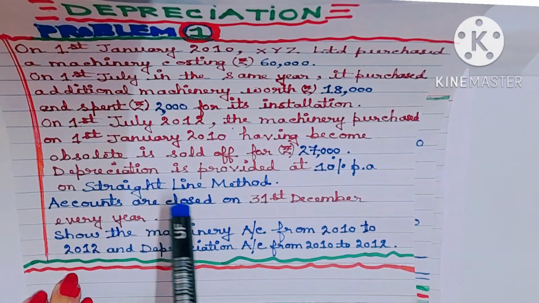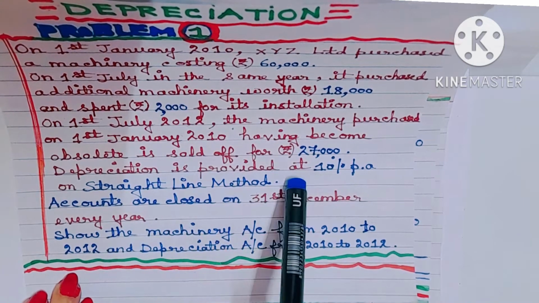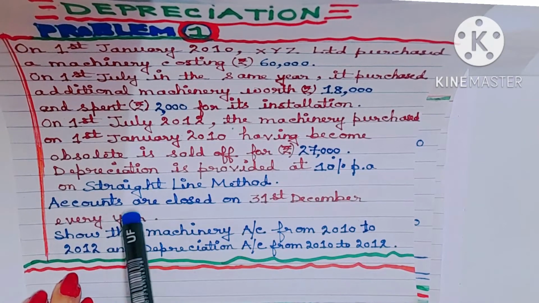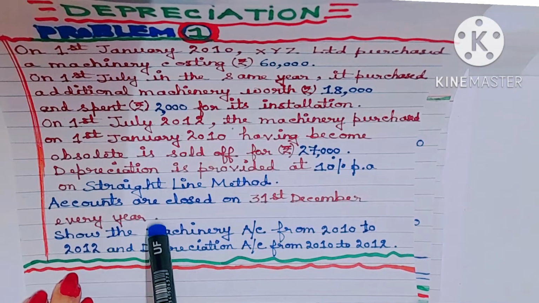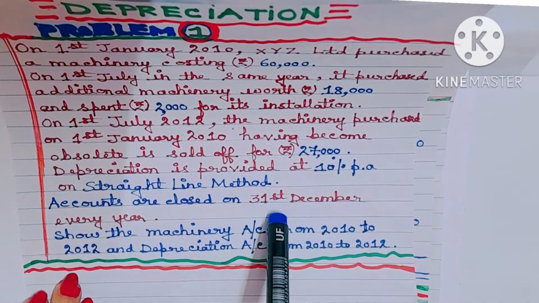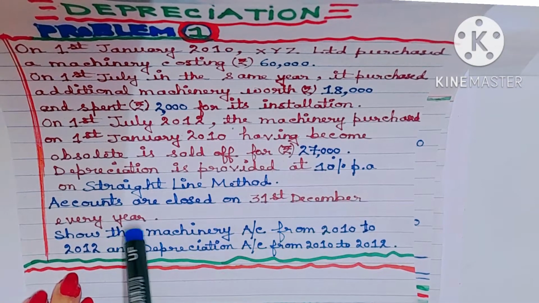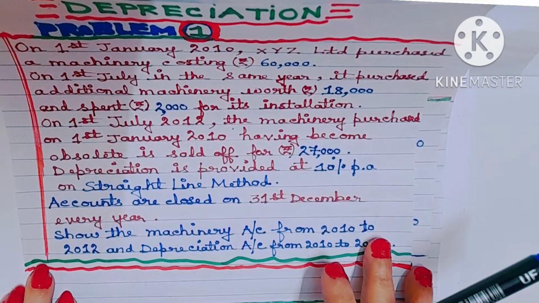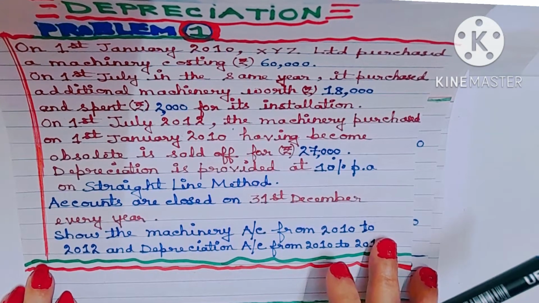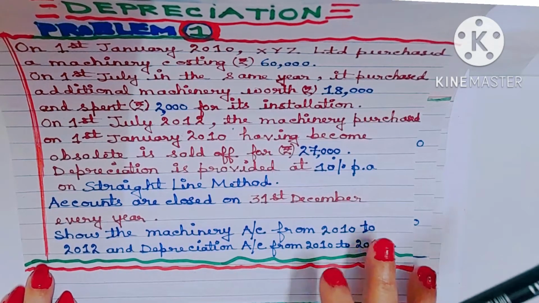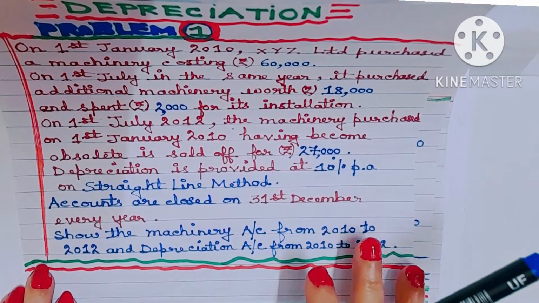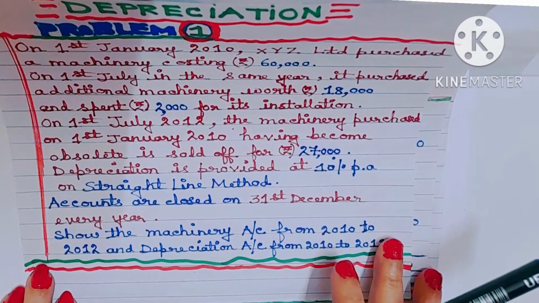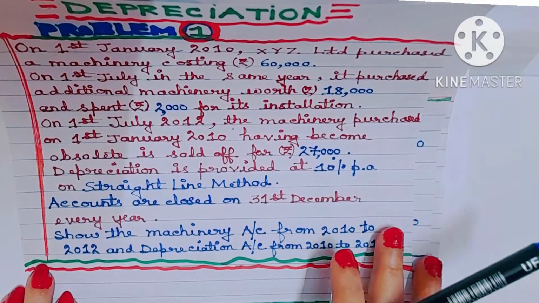What is the depreciation rate? See, depreciation is provided at 10% per annum, means per year, on straight line method. Accounts are closed on 31st December every year. So we got to charge depreciation every year on 31st December. Understood? So now let's depreciate. And for depreciation, we got to show the workings. Okay? শুধু machinery account open করলে হবে না. You got to show the workings of depreciation every year. Understood? Otherwise, you won't get full marks.